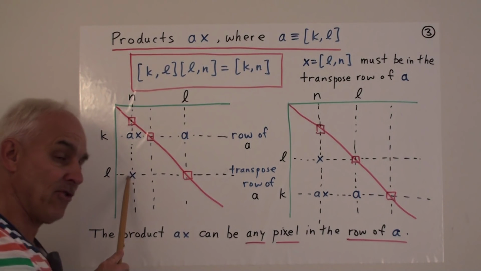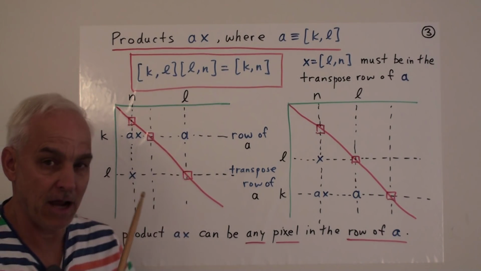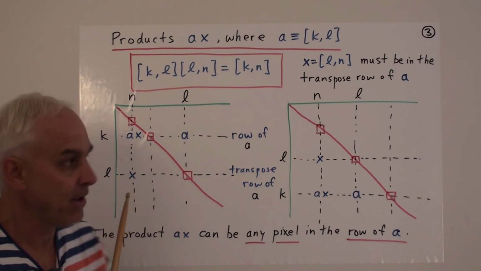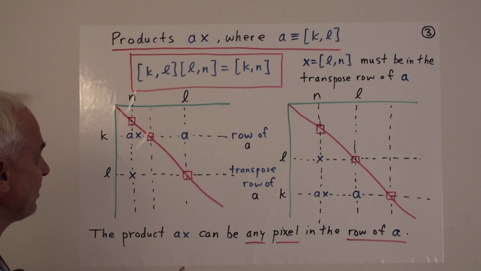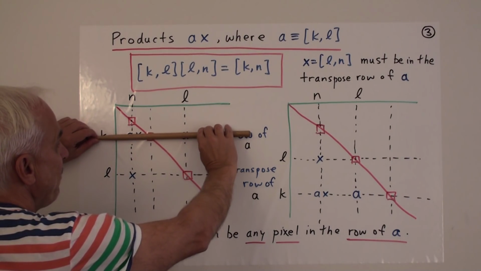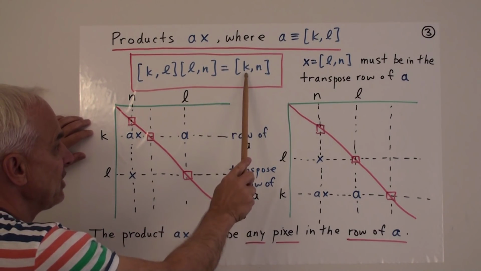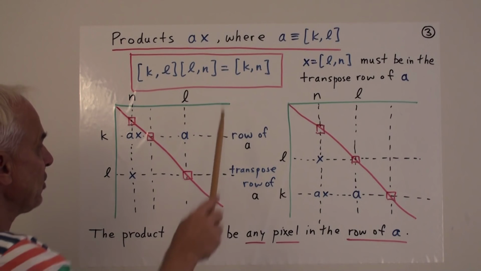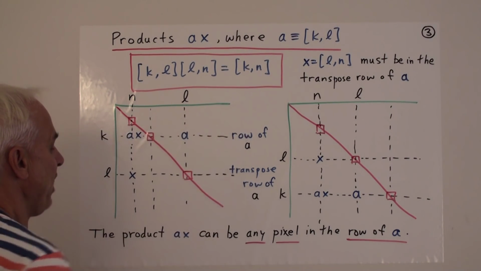And if it is, let's say here, then where is this product, A times X? Well, the product is KN. Where is that? Well, that's also in the row of A, because A has first entry K, and this product has first entry K. So this product, A times X, is also in the row of A.